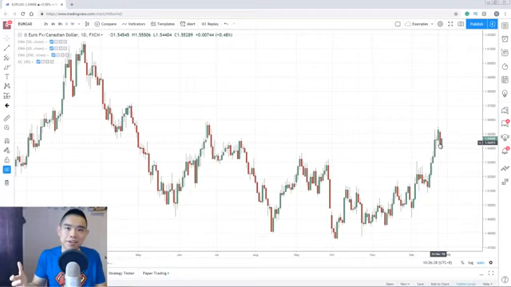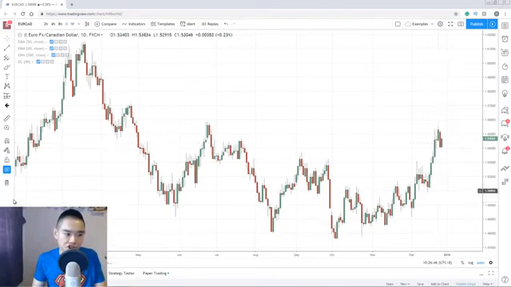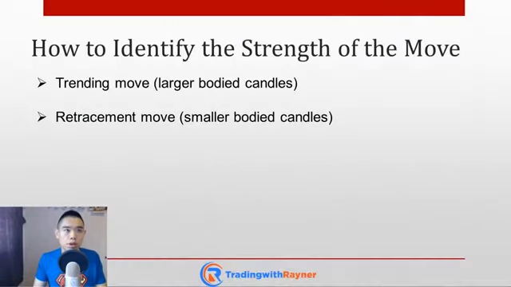Because trading is all about probabilities. There are winners, there are losers, right? But you have to prep yourself for it. So this is my reason for sharing with you this particular chart, that nothing is 100% or perfect in the real world of trading.